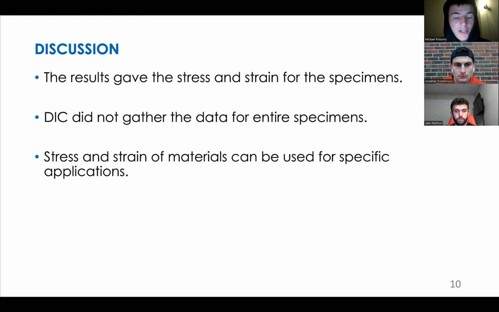And the stress and strain of these materials can be used for specific applications in the real world. For example, if an engineer is trying to build a bridge and there need to be certain parameters of how this bridge functions and what it's made out of, this test can be used in order to find the stress and strain of specific materials that meet the qualifications for what is needed. And the materials can be narrowed down using this test.